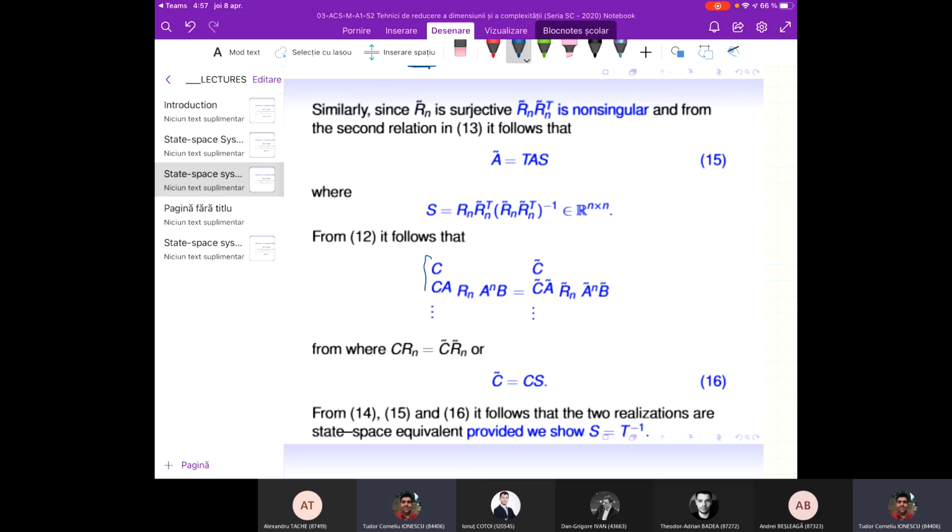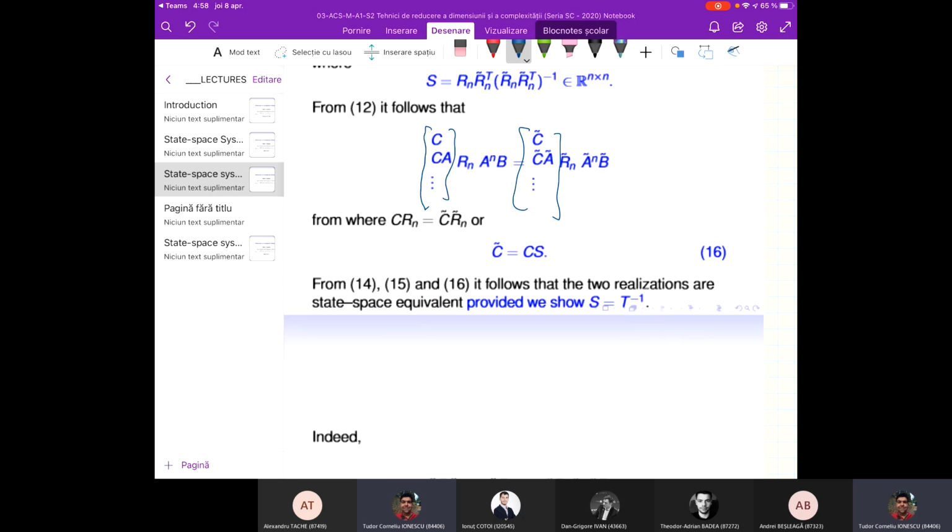All right. And here we should just do it like this. These are missing the brackets. Okay. So from relation 12, we can write this relation here. And then we follow this. So the two realizations are state space equivalent, provided we further show that S is T inverse.